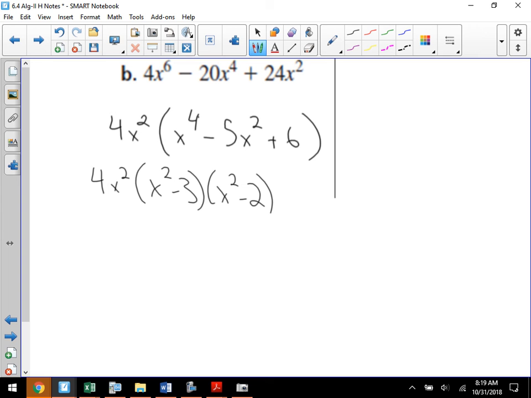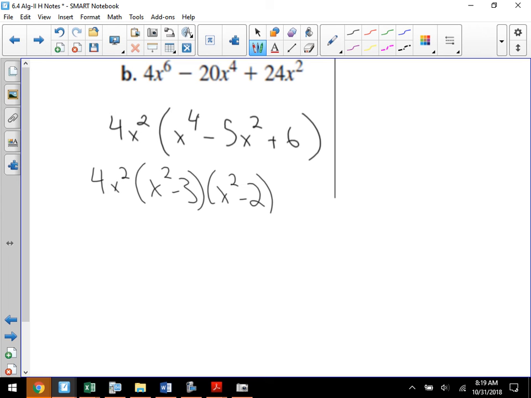Okay. Now, is x squared a perfect square? Is 3 a perfect square? Can't do anything else. Is x squared a perfect square? Is 2 a perfect square? And then I am done. There's nothing I can do here anymore because the 3 and the 2 are not perfect squares. Even though it's differences, I would be done.